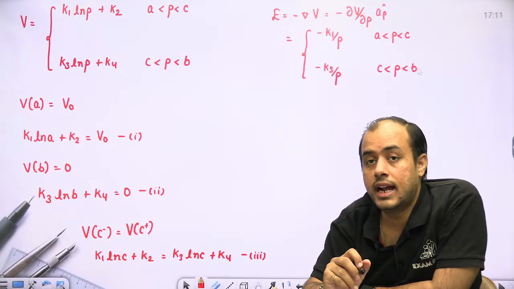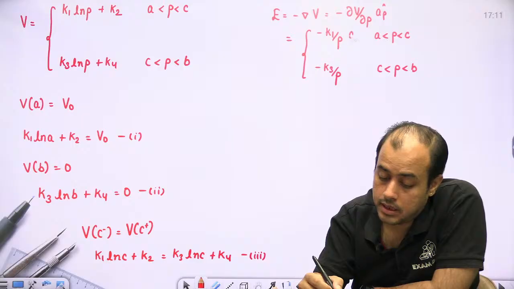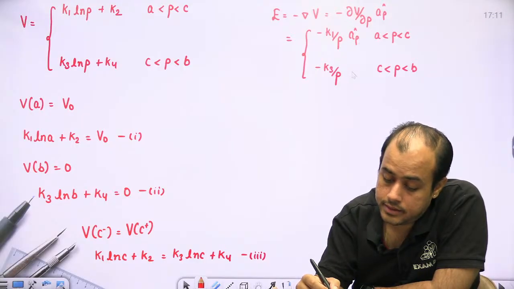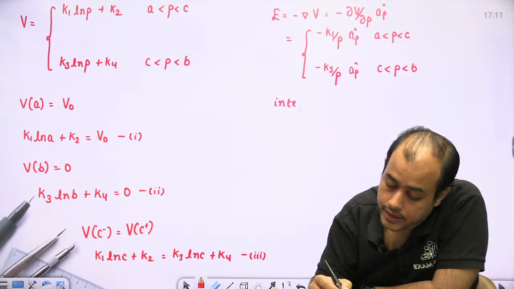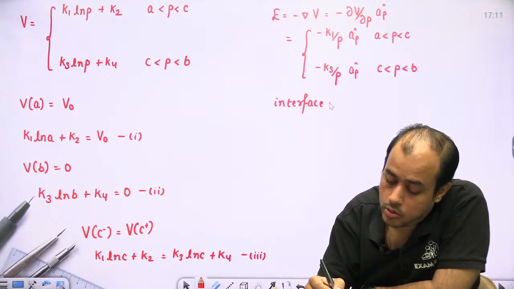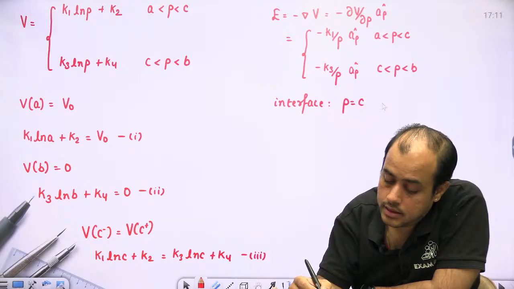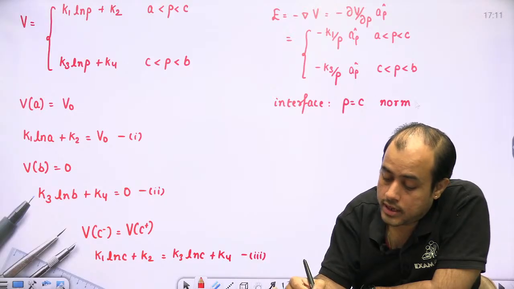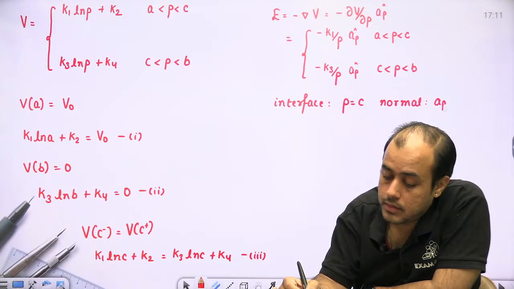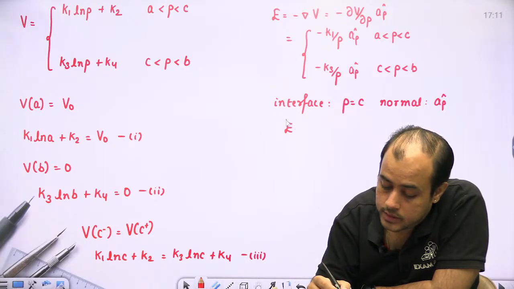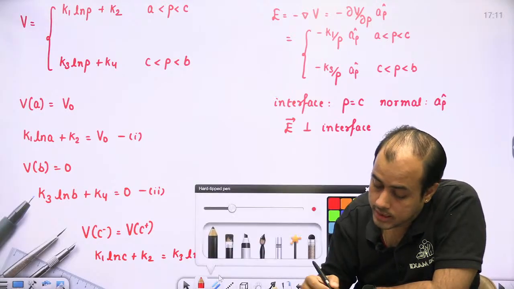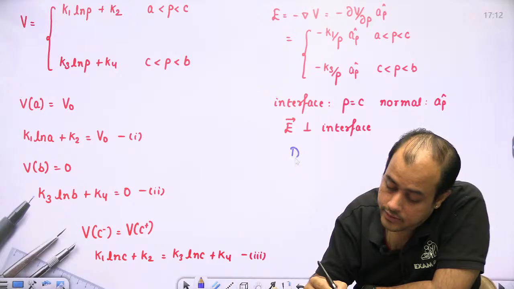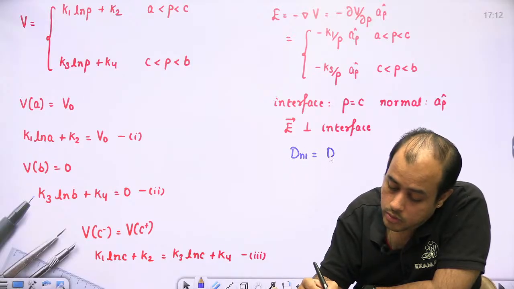Now, we know that electric field is normal to the interface. Interface is the boundary, rho equals C, so normal is a rho cap. So electric field is perpendicular to interface. At perpendicular, what is the condition that we have? Dn1 equals Dn2.